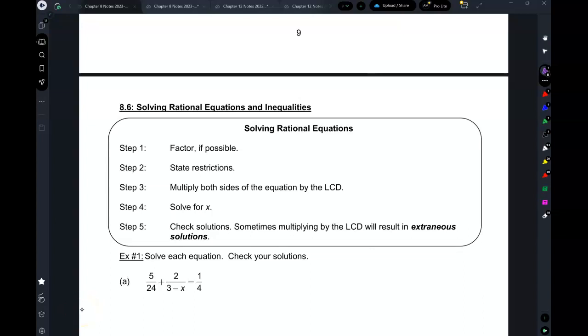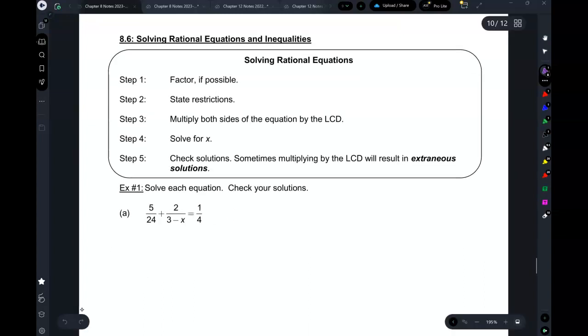Until now, we've been working with rational functions and so on. So today, we're going to have the equations. The way in which you solve these is, first, you have to factor. Remember, anytime you see any quadratic expression, you have to first factor. Then you have to state the restrictions. What are the restrictions? These are wherever the denominator equals 0. So set the denominator equal to 0.